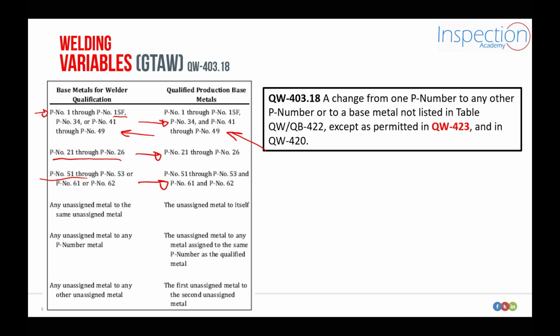And if the welder is welding an unassigned metal to the same unassigned metal, this means that there are some materials which don't have a P number, so they are named as unassigned metals. If a welder is welding any unassigned metal to the same unassigned metal, it is going to qualify him only for that unassigned metal to itself. He will only be able to weld this metal.